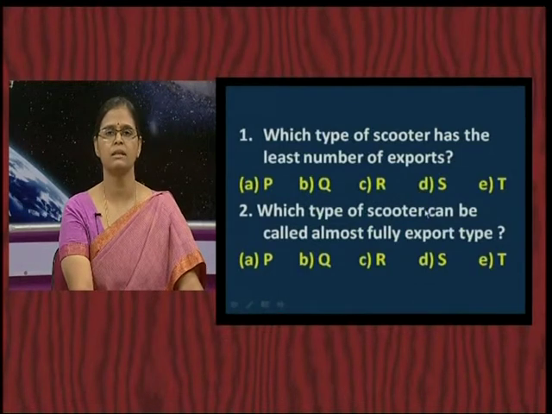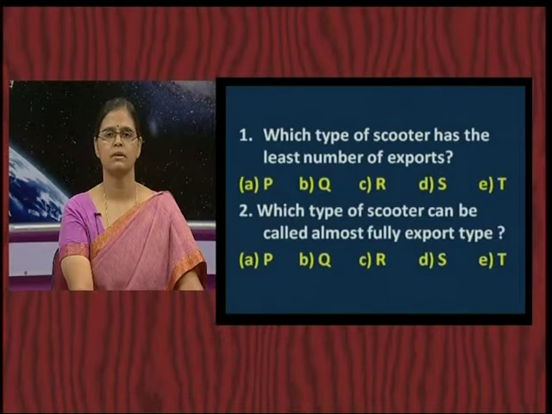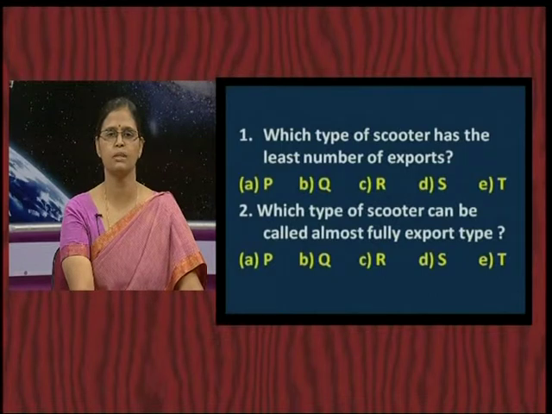Which type of scooter has the least number of exports? You take the totals, and among the totals whichever is minimum, that corresponds to the answer. So, take down the column totals, particularly the columns of exports. Produced and exports both are there. Take the exports totals and identify whichever is least, that gives you the answer for question 1.